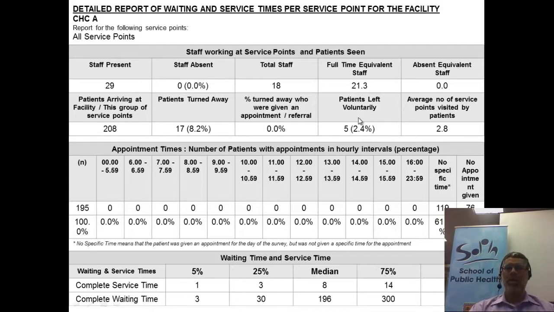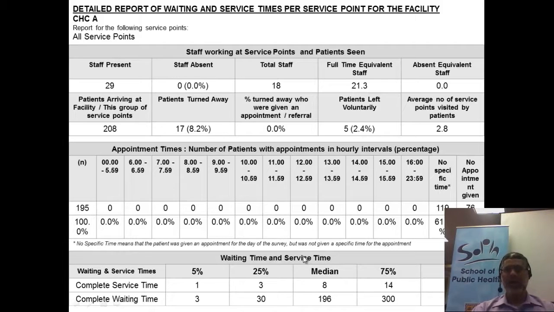5 patients left voluntarily. In other words, they came to the facility and then decided that they were waiting too long, and so they left of their own accord, and this is 2.4% of patients. On average, patients visit 2.8 service points. Here you can look at the appointments given, and as you can see, many patients get an appointment, 61%, but no specific time is given. So they get an appointment for the day, but they're not given a time at this facility. And then 39% had no appointments.